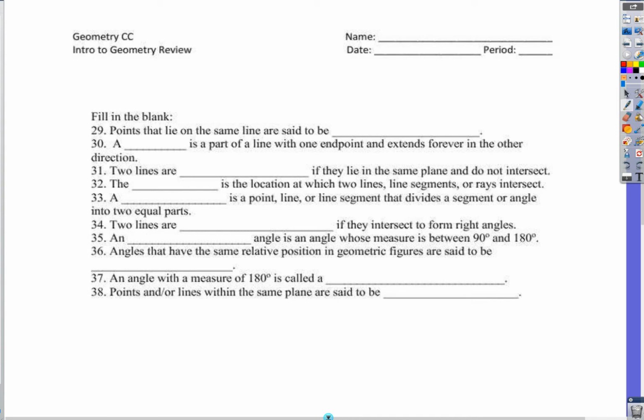Okay. All right. So starting with the vocabulary. Number 29, points that lie on the same line are said to be what? This goes back to that first week of geometry. What are they? Collinear.